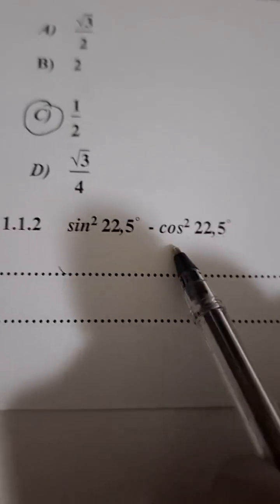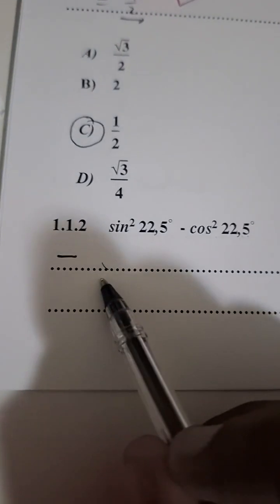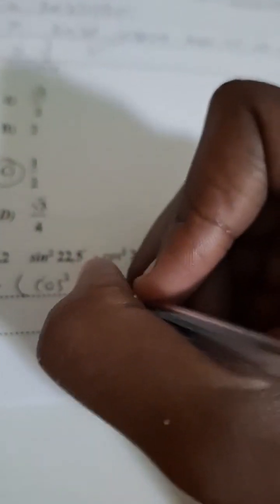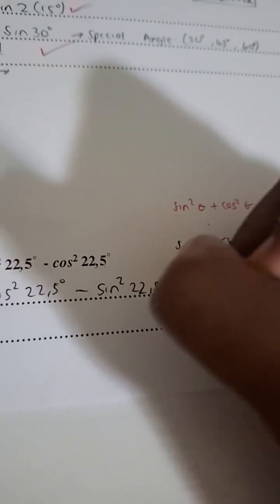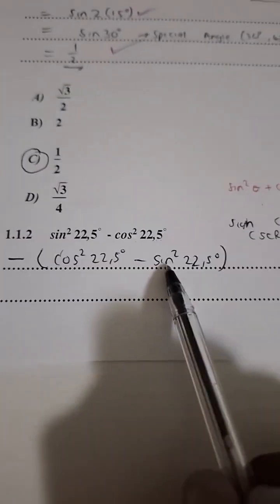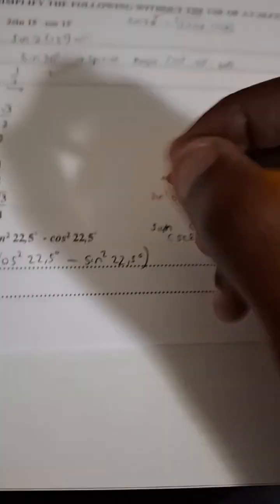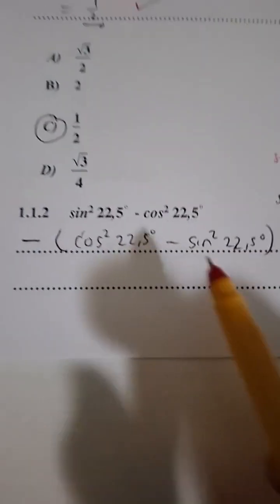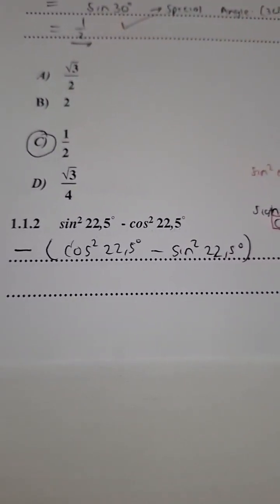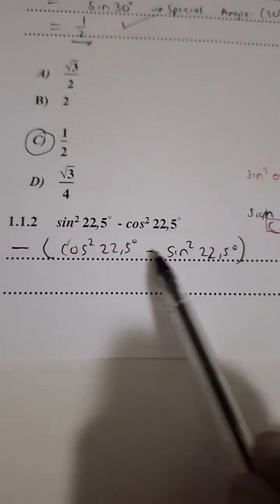This is what I'm going to utilize here. I'm going to take out a negative, and then that allows me to write in brackets cos squared 22,5 degrees minus sine squared 22,5 degrees. I've just utilized here my sign change rule. It's a factorization strategy that I use so that I can be able to have that compound expression.